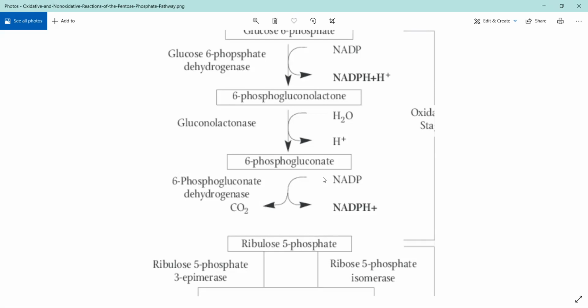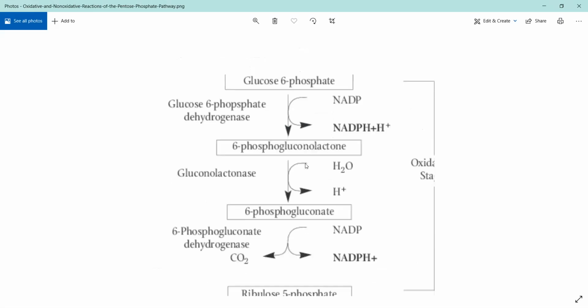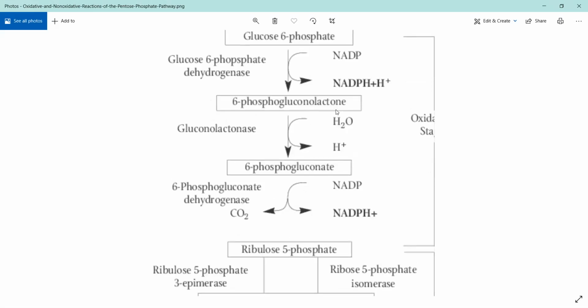The first three molecules that you see here, glucose 6-phosphate, 6-phosphogluconolactone, and 6-phosphogluconate, are all 6-carbon, 1-phosphate molecules. From here, I am removing one carbon dioxide molecule. I am essentially removing one carbon molecule, and when one carbon molecule is removed, that 6-carbon molecule will turn into a 5-carbon molecule, which is ribulose 5-phosphate.